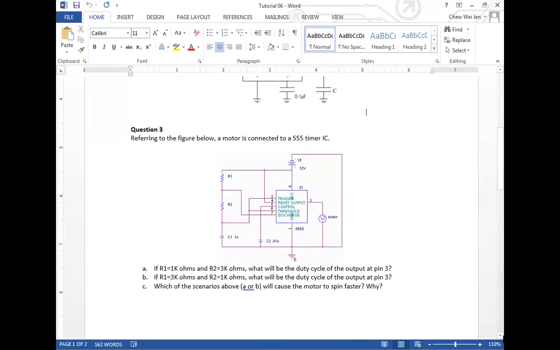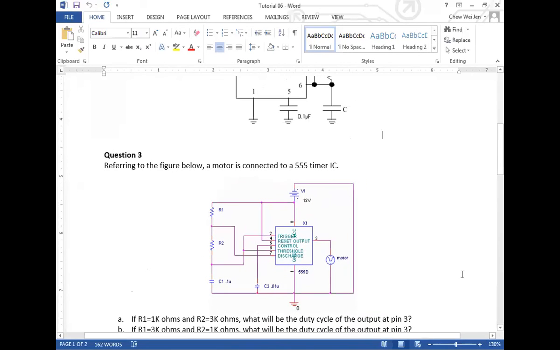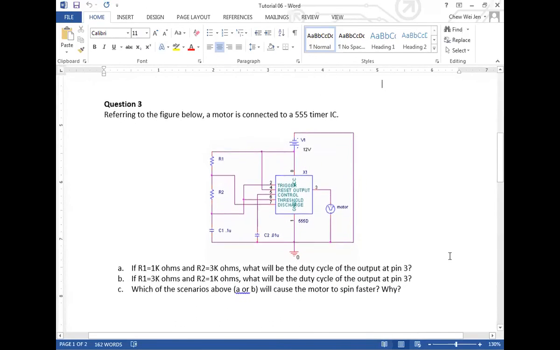Now, question 3. We see here that, referring to the figure below, a motor is connected to the 555 timer. Basically, the motor was connected to the output. So previously we see the output is always either high or low. Now we are connected to a motor. So basically when it's high, it's on, low is off.